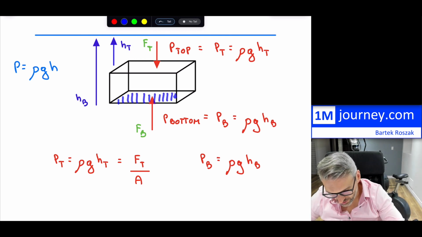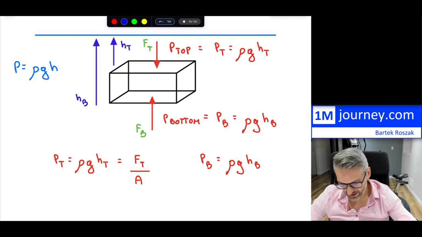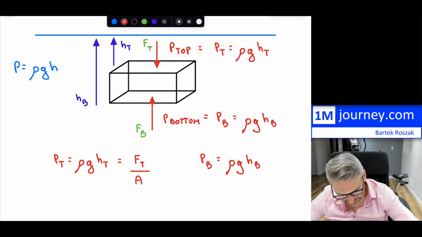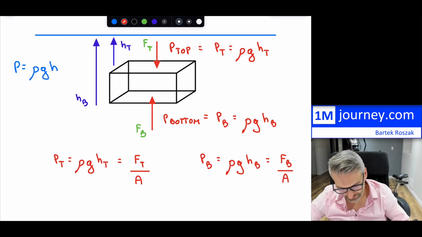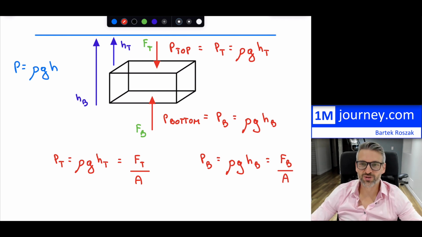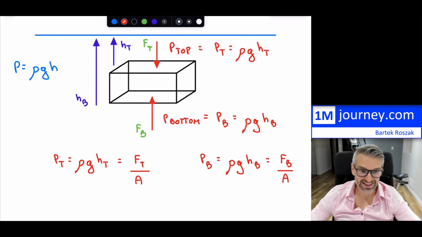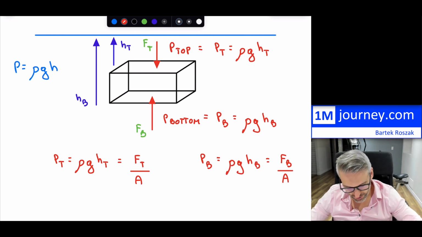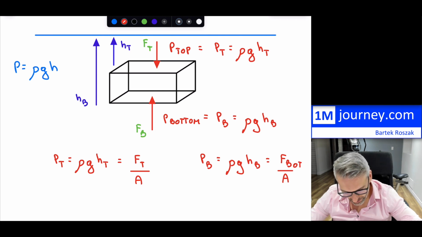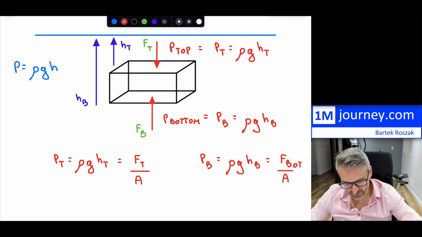So in this case, it's going to be the same area that I have. And therefore, on the right-hand side, I can say that this is equivalent to the force at the bottom that I have, divided by the actual area. Now, just so that it doesn't cause confusion, I'm actually not going to use B moving forward. I'm going to put BOT, so bottom. And you'll see the reason why in just a moment.